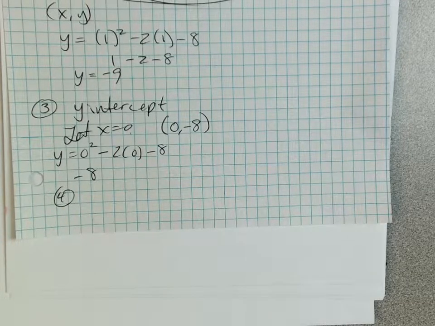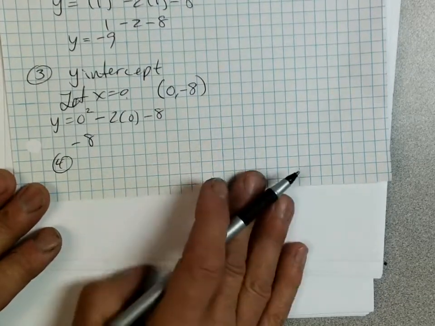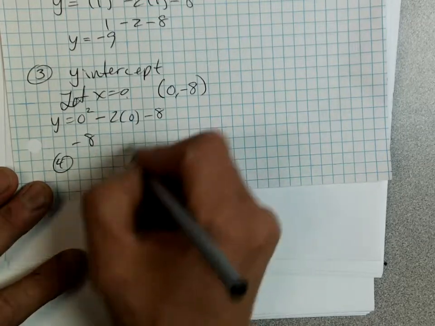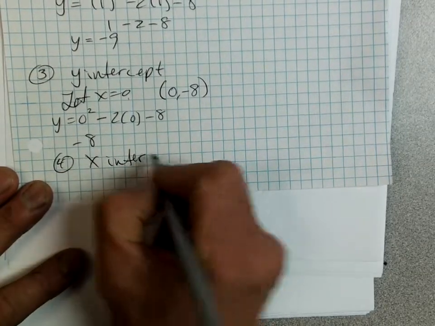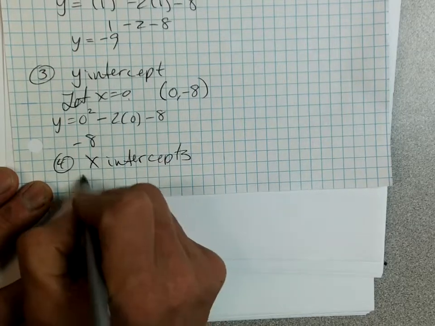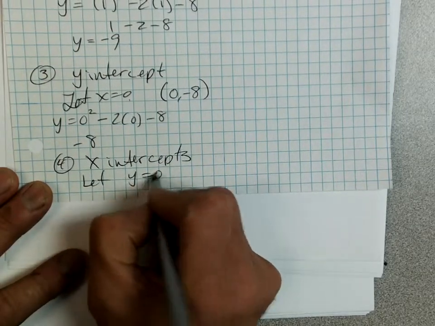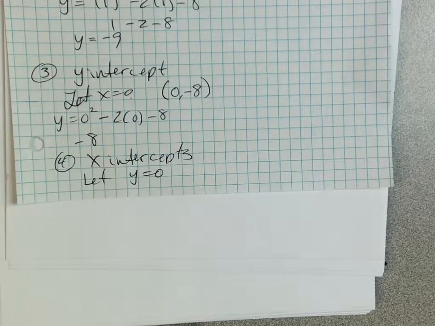The x-intercepts. There's how many of them? 2. Most of the time. Not all the time, but for us, for right now, there are 2. So let me ask an easy question: what is the y value at an x-intercept? 0. Yes, the y value is 0. So if I let y equal 0, because at the x-intercepts you're at a height of 0, that makes sense, right? And we should get 2 answers.